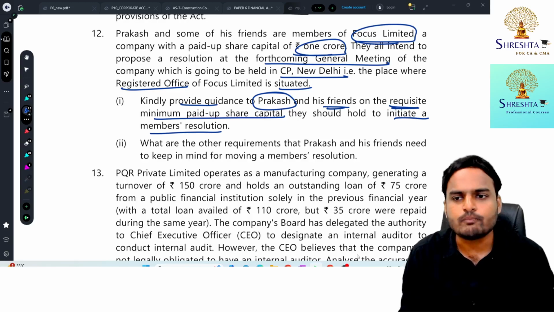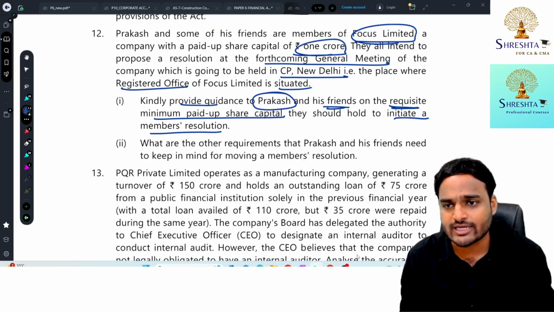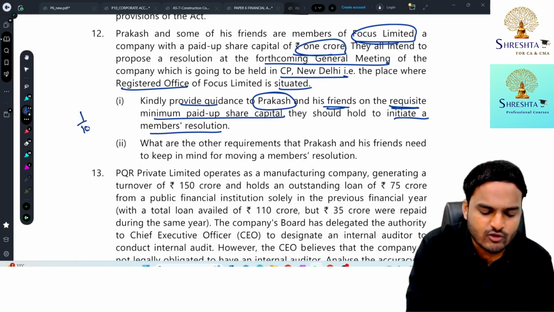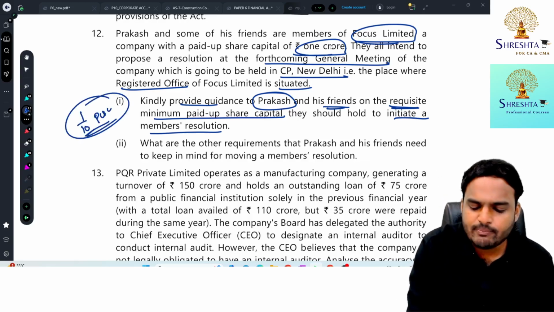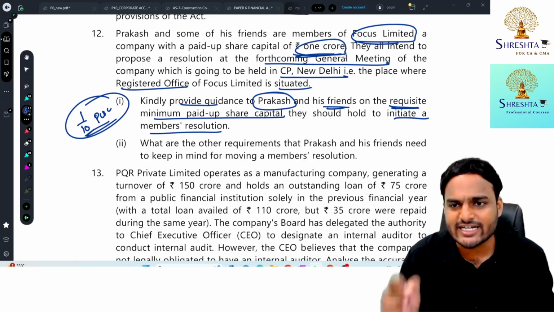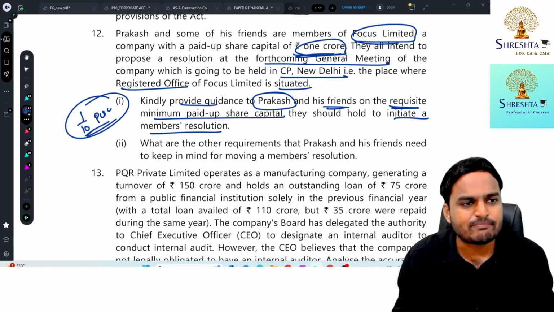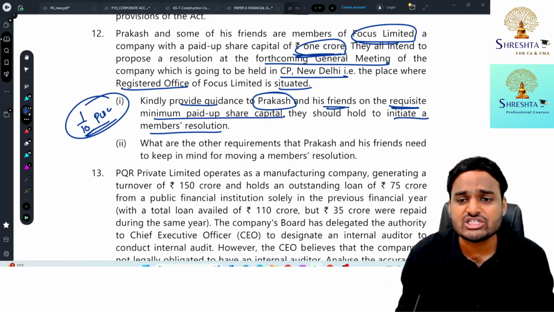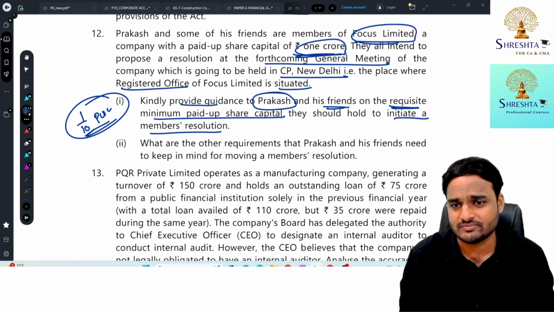For this, they should possess a requisite paid up share capital. How much, sir? 1/10 of paid up share capital. So what is the paid up share capital? 1 crore. Now Prakash and his friends should possess at least 10 lakhs paid up share capital. Then only they can initiate members resolution.